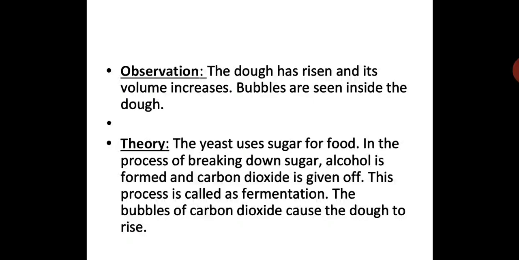Theory over here: the yeast uses sugar for food. Why did we add sugar? Because the yeast has to use up sugar, that is glucose, as food. In the process of breaking down sugar, alcohol is formed and carbon dioxide is given off. So here you can see this chemical reaction happen, because yeast needs to eat the food that we are providing as sugar, that is glucose, and in the process the sugar has to be broken down because it is a complex substance.